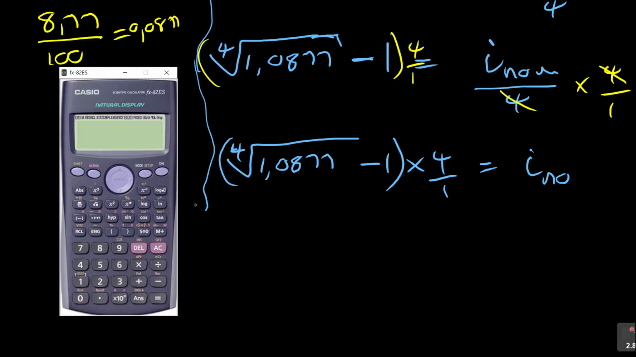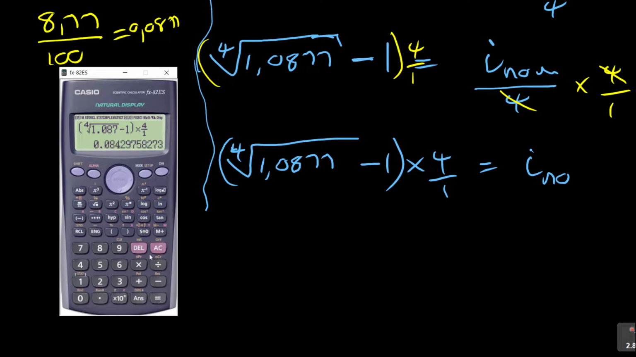So it's the 4th root, don't forget you put a bracket first, and then you say shift, you put that one to say fourth root of 1.0877. Press forward, be careful there, minus 1. Remember, if you don't press forward, the minus 1 will go inside the root, so be careful there. You press forward so that it is now outside like that. Then you close that bracket, and then you say what? Times 4 over 1. You just say times 4, it is still the same thing.